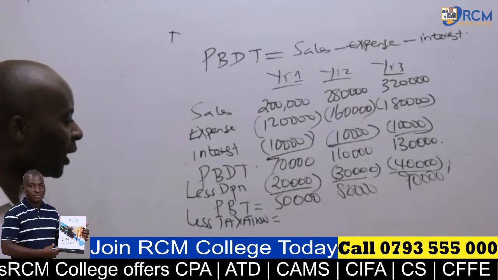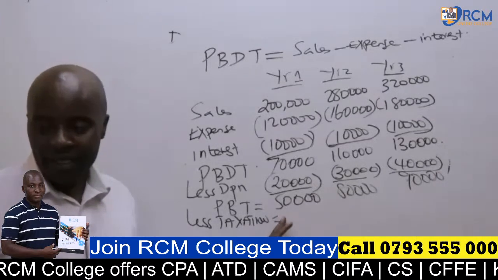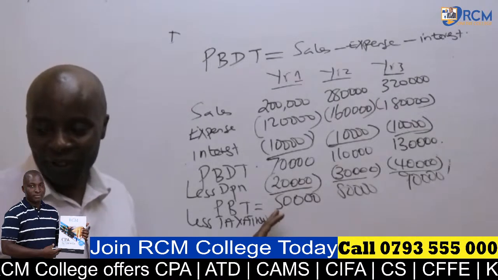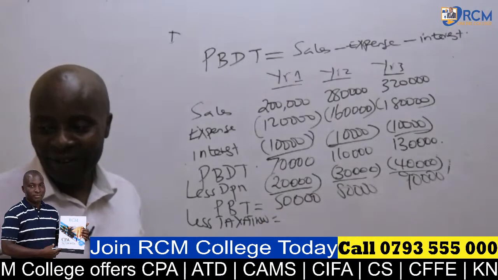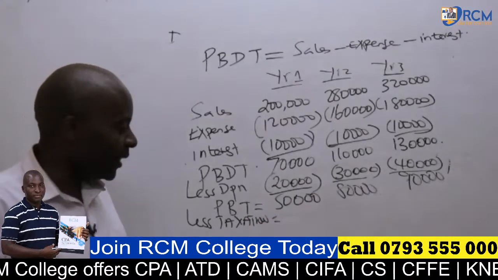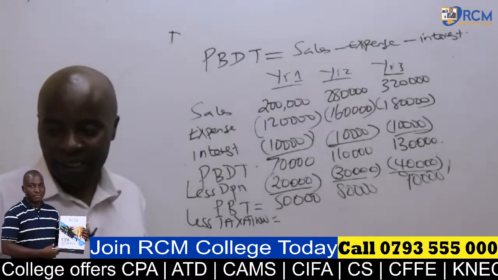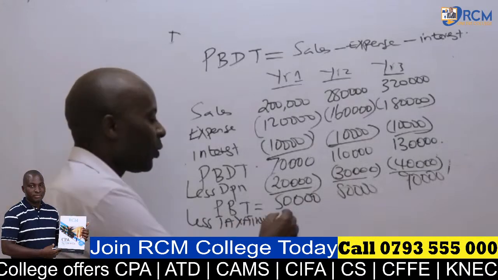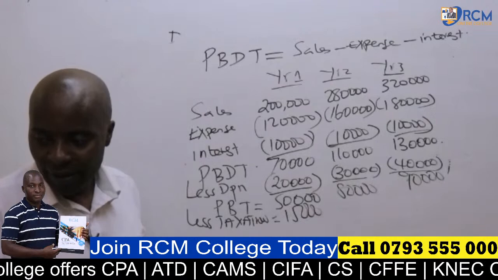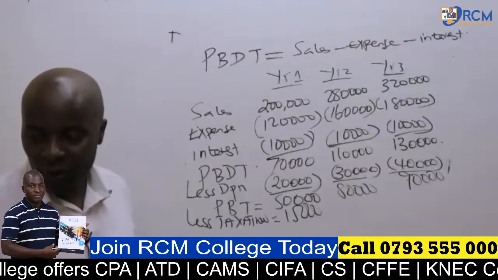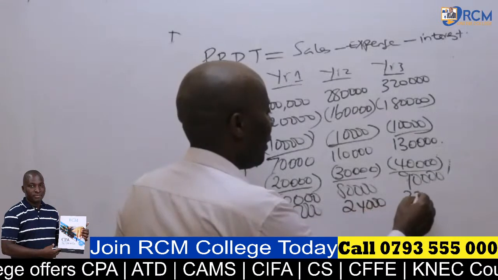So let's tax at 30%. Please give us the figures. 30% of 50,000. That will give us, because I know the answer, Doreen tells us 15,000. Aurelia tells us 15, okay, 24, and then 27.